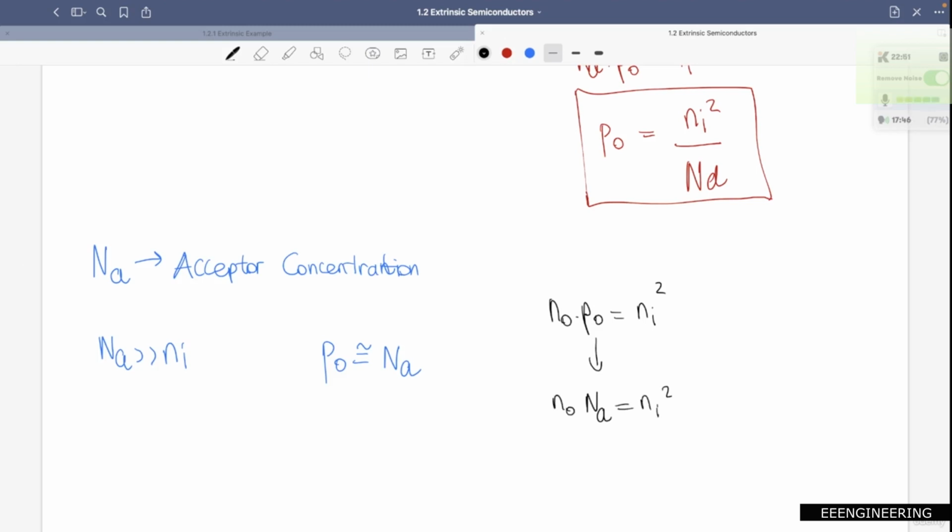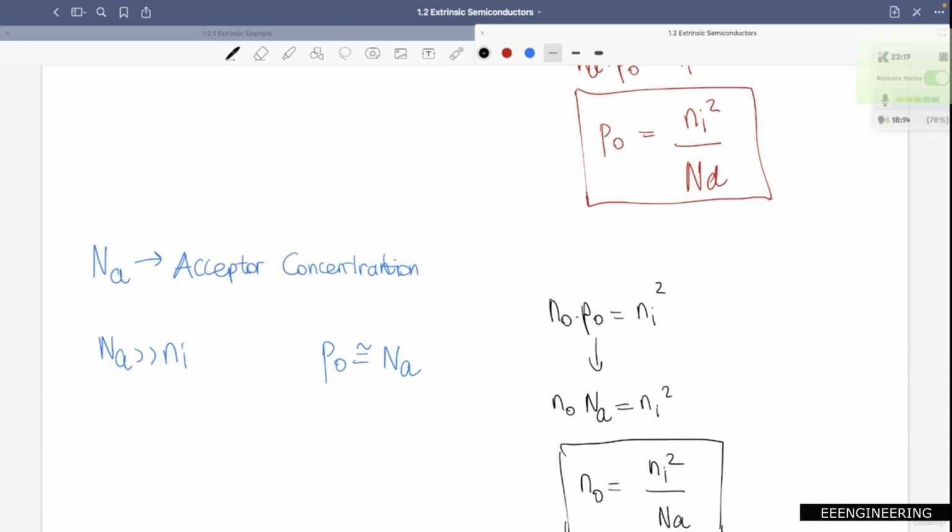So basically the logic is the same. Since you are adding the impurity, you know the acceptor concentration, but you really want to know the electron concentration in the material. So you leave the electron concentration alone and say Ni squared over Na is equal to the electron concentration. And this is going to be a really useful formula for later use.